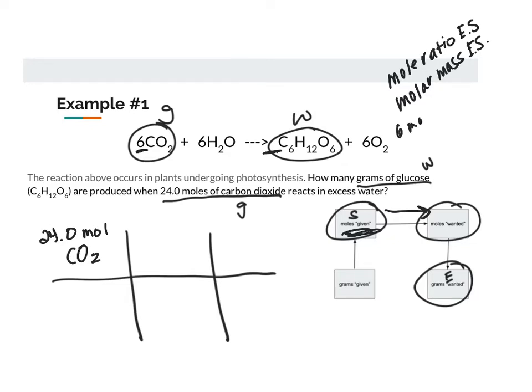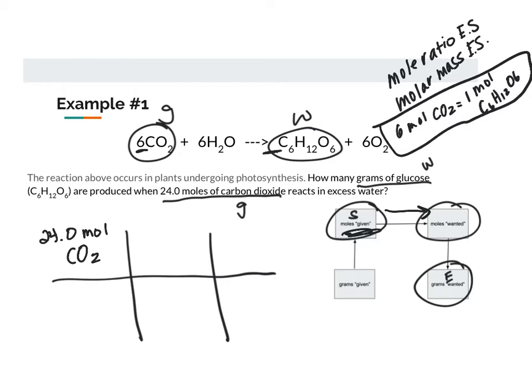6 moles of CO2 is equal to 1 mole of C6H12O6. Oops, that should be a subscript. So how am I going to fit this into that next column so that I can get to moles of glucose? All right, well, I know that I have moles of carbon dioxide up here, and I want that to cancel because I want to get to moles of glucose.